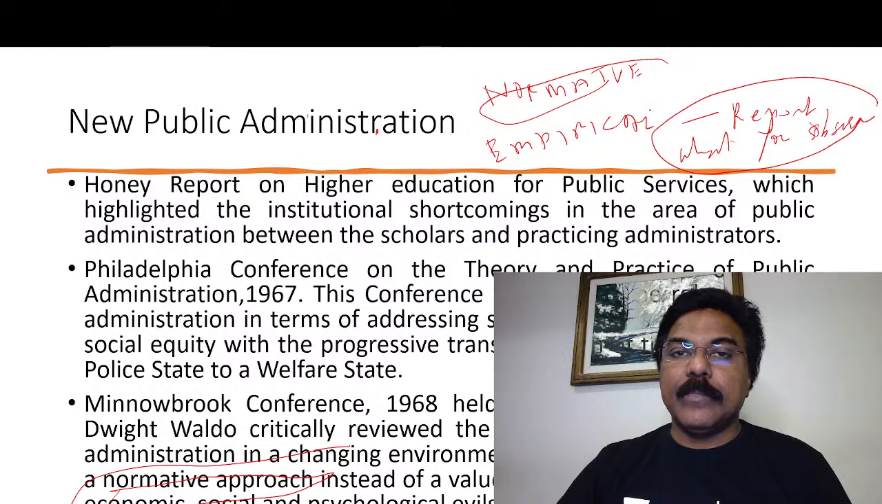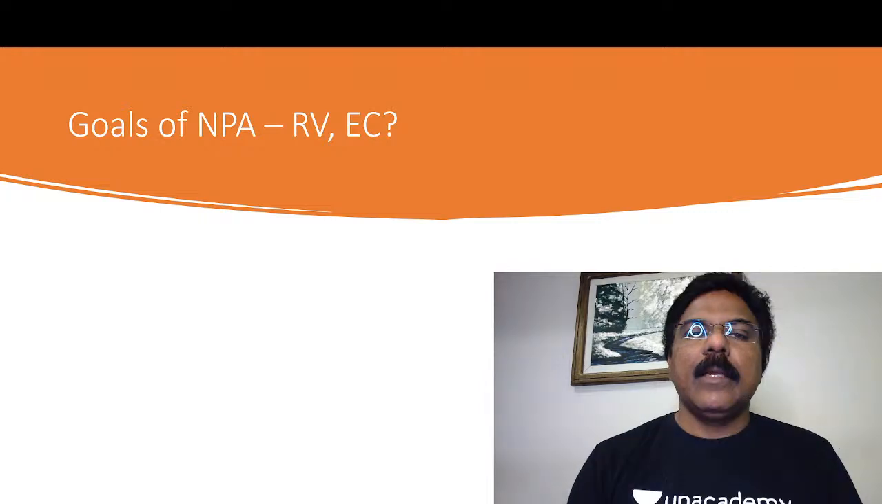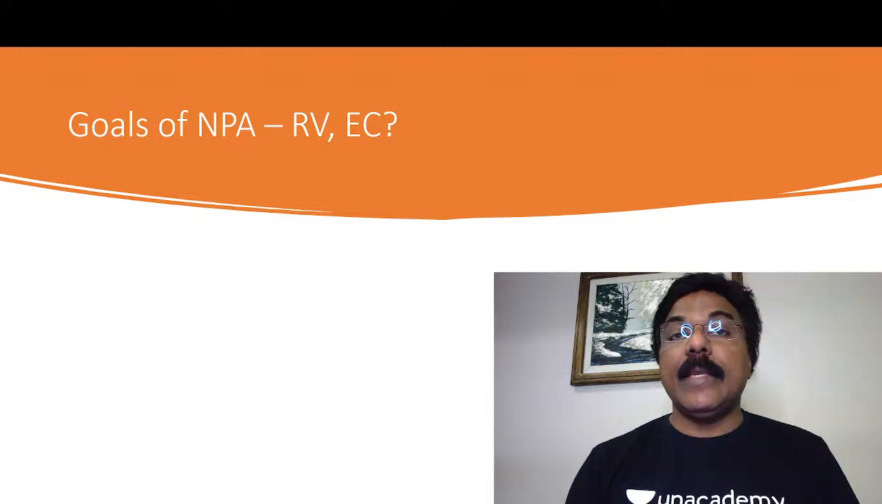Okay. What are the goals of NPA? So that's what we have to remember as a mnemonic. R V E C, easy. R stands for relevance, V stands for values, E stands for equity, and C stands for change.